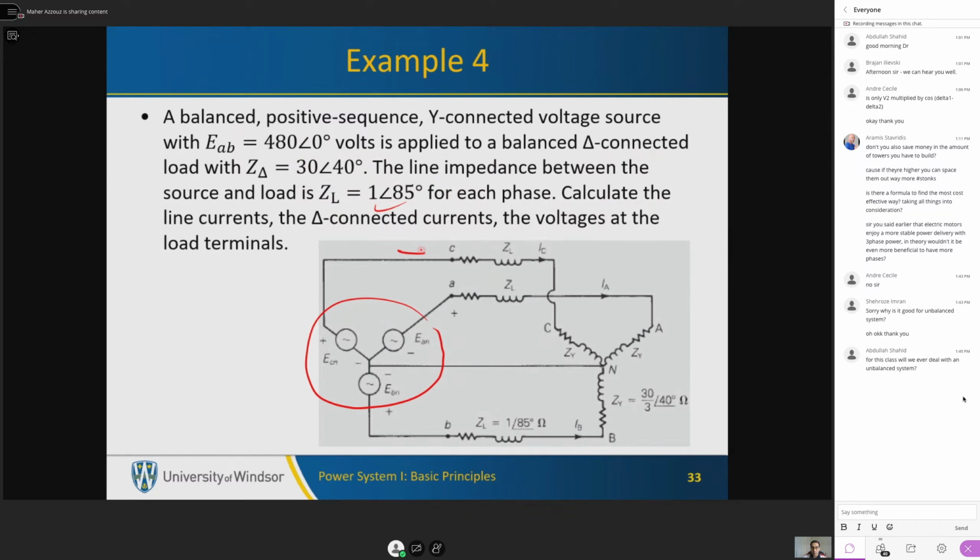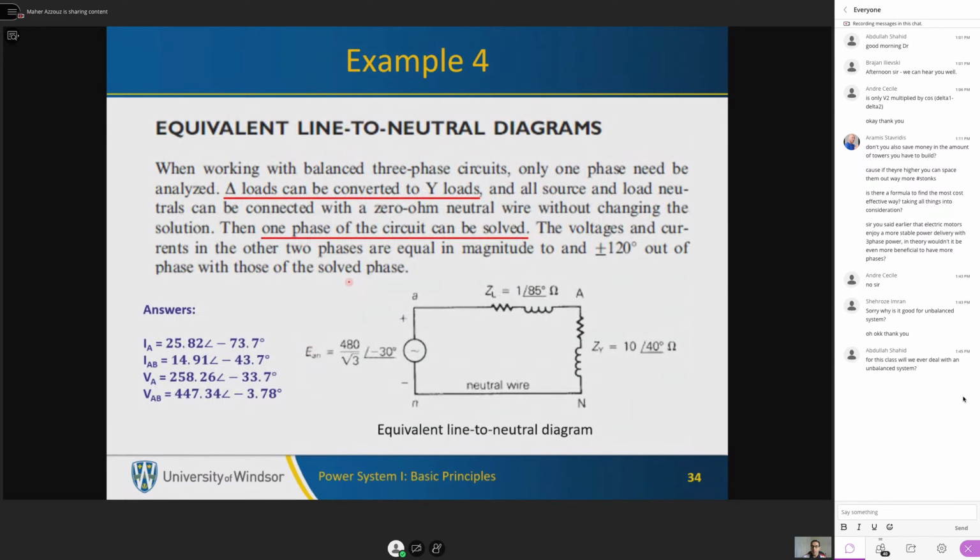Calculate the line currents. So we need to calculate the current through the line, the delta connected currents, and the voltages at the load terminals. The first step is to get an equivalent line to neutral diagram, because this is a balanced three-phase system. So we can solve the circuit from the perspective of phase A only, and then after we get voltages and currents for phase A, if needed, we can get the equivalent voltages and currents in phases B and C. This is called the per phase analysis. One phase is enough; it is a good representative of the other phases.